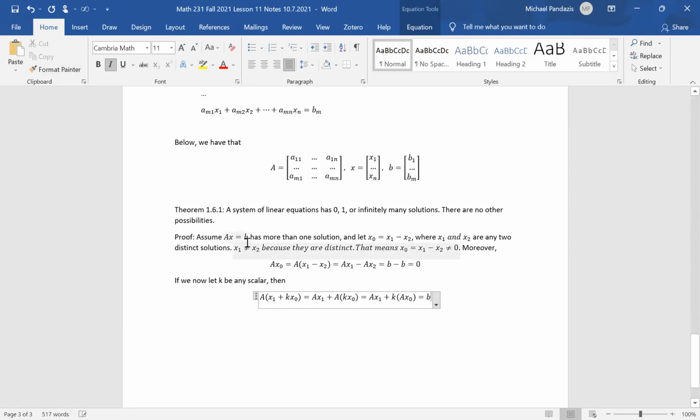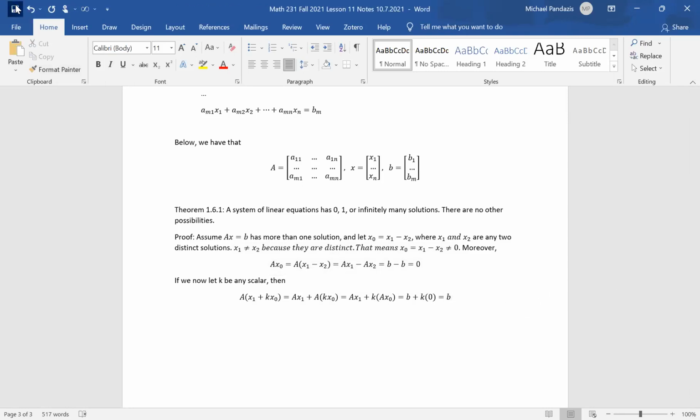So ax1 is b plus k times, now in the parentheses, it's ax naught. Ax naught we found above. Ax naught is equal to 0. So ax naught there is 0. So that's 0. So we have b plus k times 0. That's equal to b.